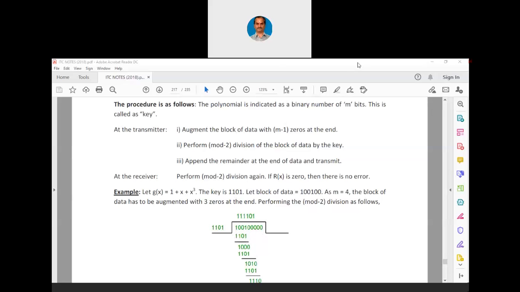Let me annotate. You can see this is the augmentation, where 3 additional zeros are added. These 3 zeros are nothing but m-1. Here m is 4, right? The generator polynomial is expressed in the binary form. M is 4, so 4 minus 1, that is 3 zeros, have to be augmented. That is the first step.